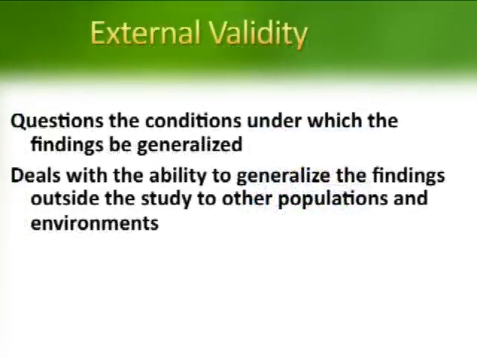What I want you to remember about external validity for this course is that it deals with the ability to generalize the findings outside the study to other populations and environments, and that it involves random selection. And now I want you to move on to experimental and quasi-experimental designs, which is Chapter 8.